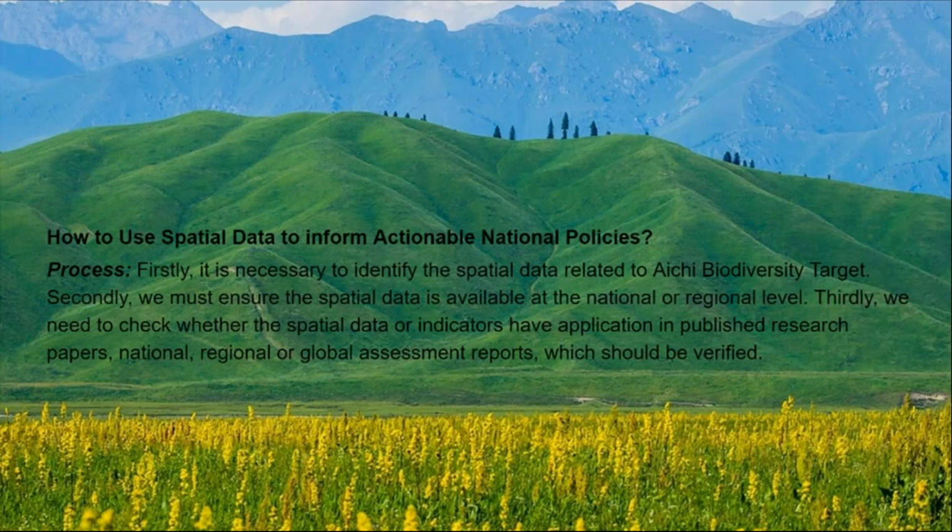But how to use spatial data to inform actionable national policies? We think that it should contain 3 steps. Firstly, it's necessary to identify the spatial data related to the targets of global biodiversity conservation or beyond that. I think this step is very important because it will help evaluate the potential and the dominance of the spatial data for the national policy development.